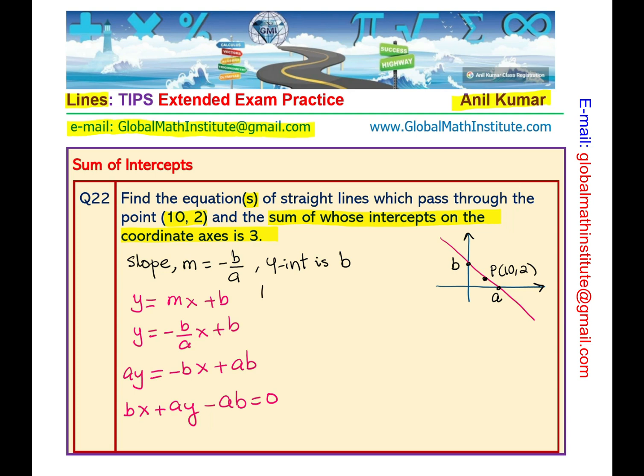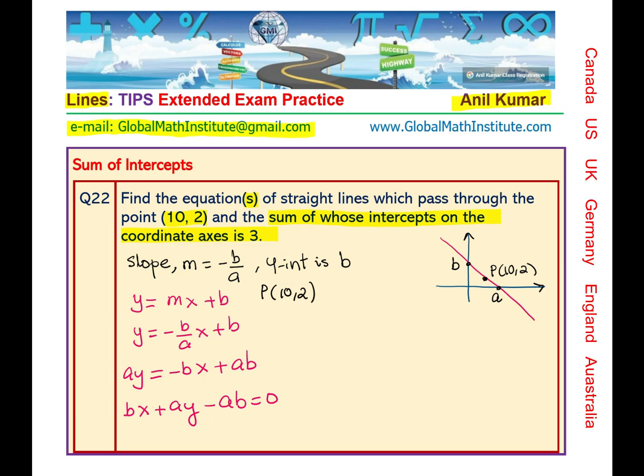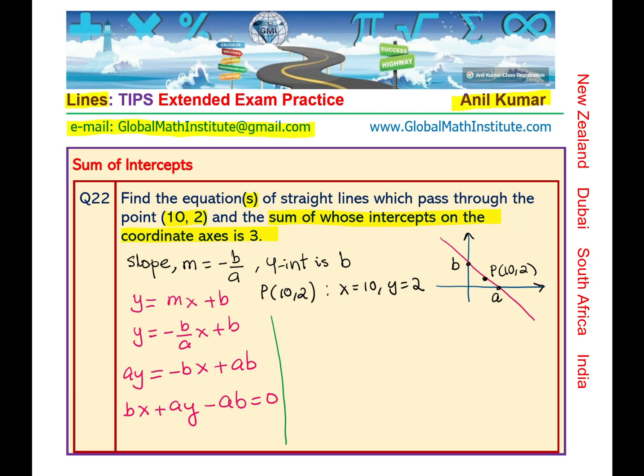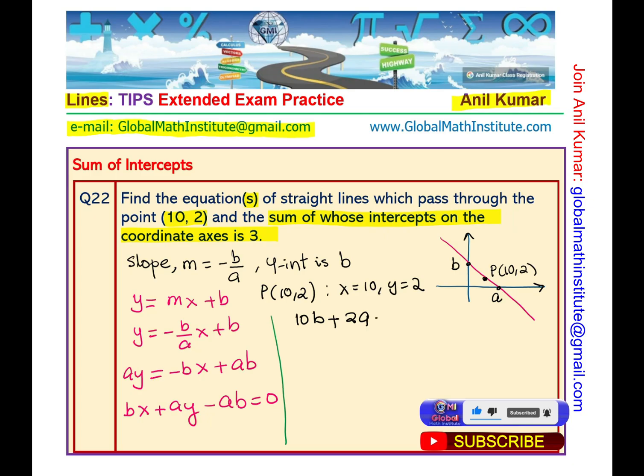Now let's consider the point P, which is (10, 2). It lies on the line. So it means that the x and y values of 10 and 2 respectively should satisfy this equation of line. Substituting, instead of x we write 10, so we get 10b plus a times y, y is 2, so 2a, minus ab equals 0. So we get an equation which has a and b as unknowns.